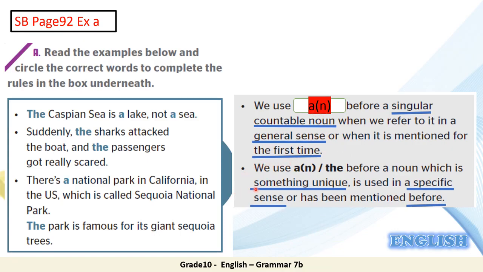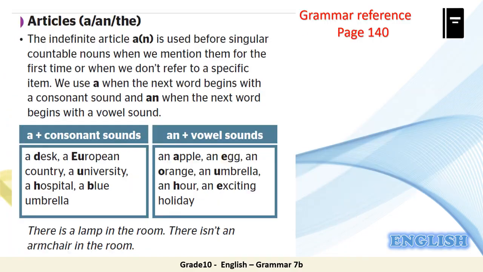Number 2, we use before a noun which is something unique, is used in a specific sense or has been mentioned before, which means it's known to the reader. So the correct answer here is, that's right, it's the. Let's go to your grammar reference in your student books, page 140. Please pause the video for a while and read the rules of using articles well.